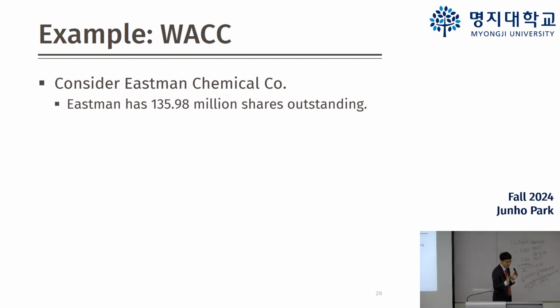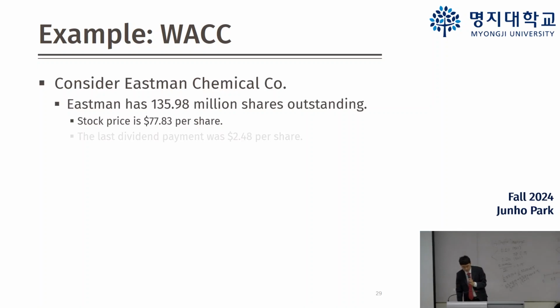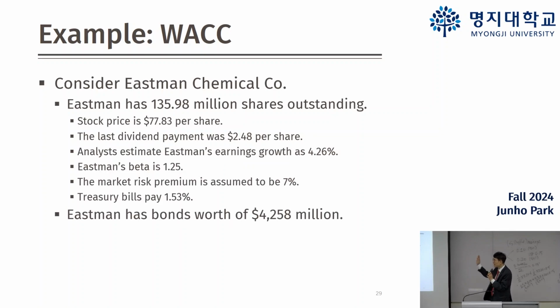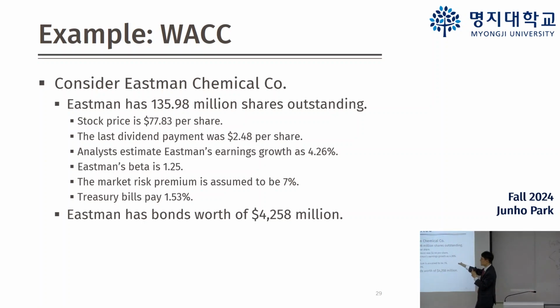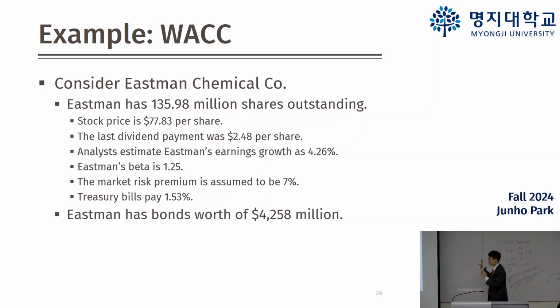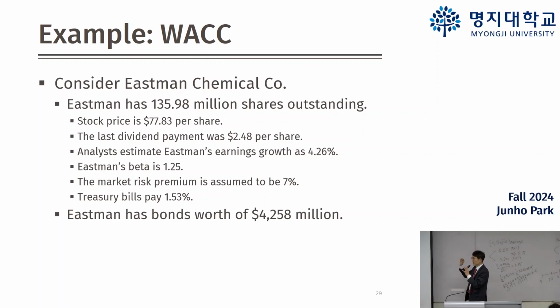So there is an example here. There is a lot of information given simultaneously. However, if you look at them line by line, it is very simple. So what you want to have is the weighted average cost of capital. And as I said, the most difficult part is to get the cost of equity.